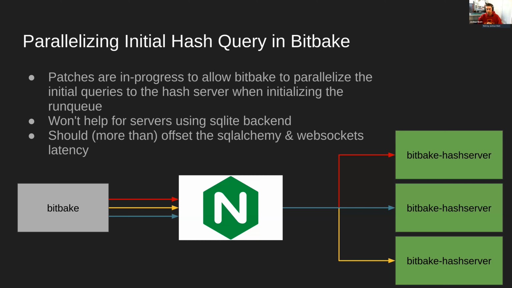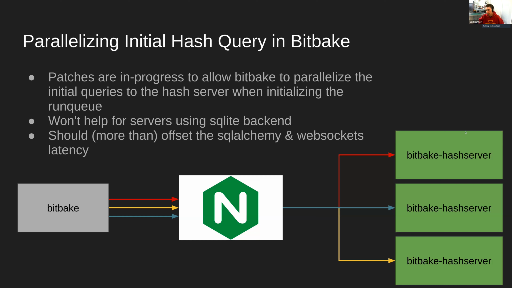With the new server, the WebSockets and the SQL Alchemy introduces some latency to the process. It's got higher throughput, but it's also higher latency. So the idea is to sort of offset that. BitBake can actually make more than one query at a time. So we have patches in progress that allow it to make it'll be configurable, but you can say, oh, query 10 hashes at a time or in groups of 10 or whatever it is. And then that will offset some of that additional latency that's introduced through SQL Alchemy in the WebSockets.